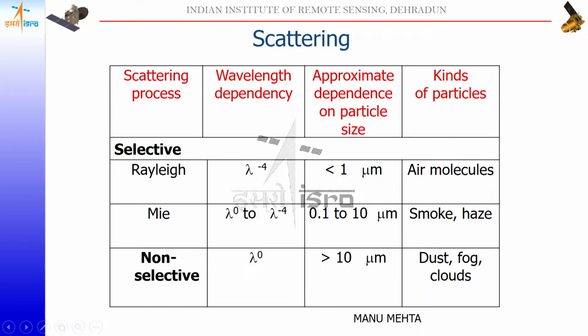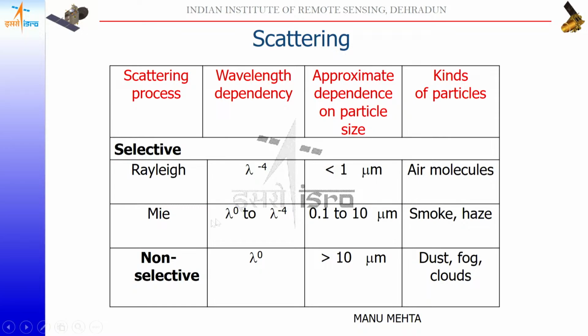These two are dependent on wavelengths. So the scattering cross section is dependent on the wavelength of light which is interacting. If you have blue and red wavelengths, blue will be scattered more in Rayleigh as well as in Mie. But in Rayleigh, blue will be scattered much more compared to Mie. In non-selective, whatever wavelength is coming, it is equally scattered. So here, if it is blue or red, both are equally scattered.